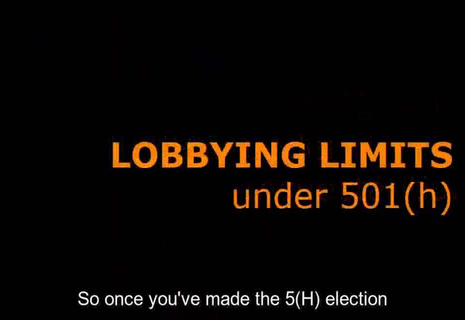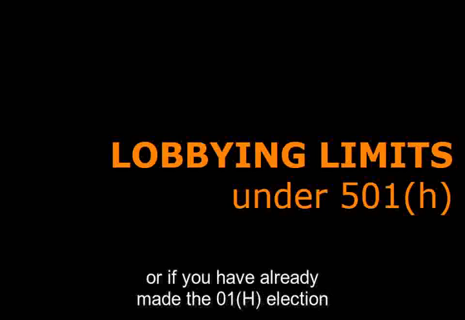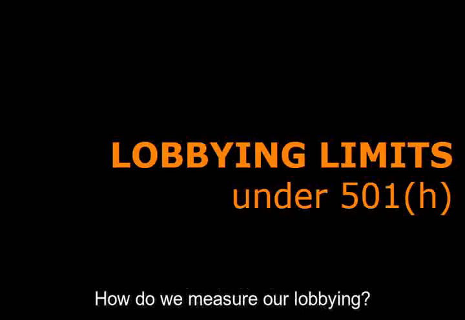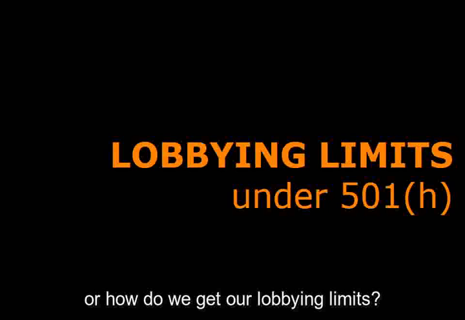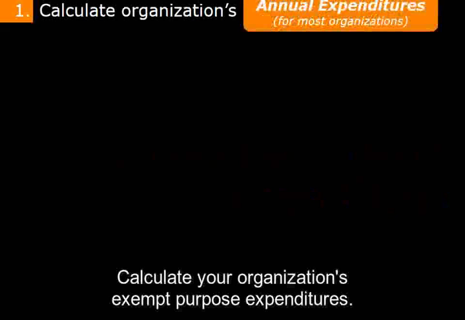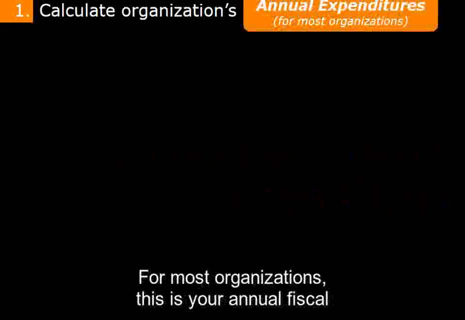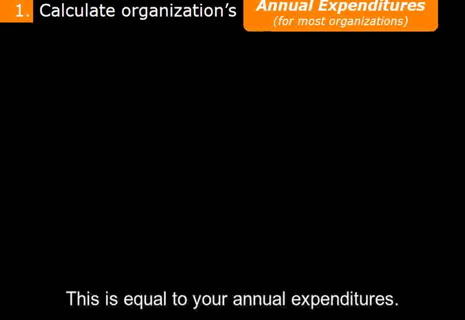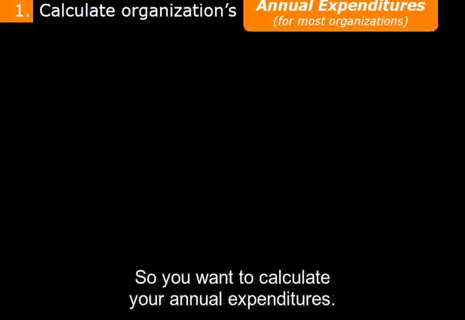So once you've made the 501(h) election, or if you have already made the 501(h) election, the question is, how do we measure that lobbying? How do we measure our lobbying, and how do we get our lobbying limit? The first step is to calculate your organization's exempt purpose expenditures. For most organizations, this will include your annual expenses. This is equal to your annual expenditures, okay? So you want to calculate your annual expenditures.